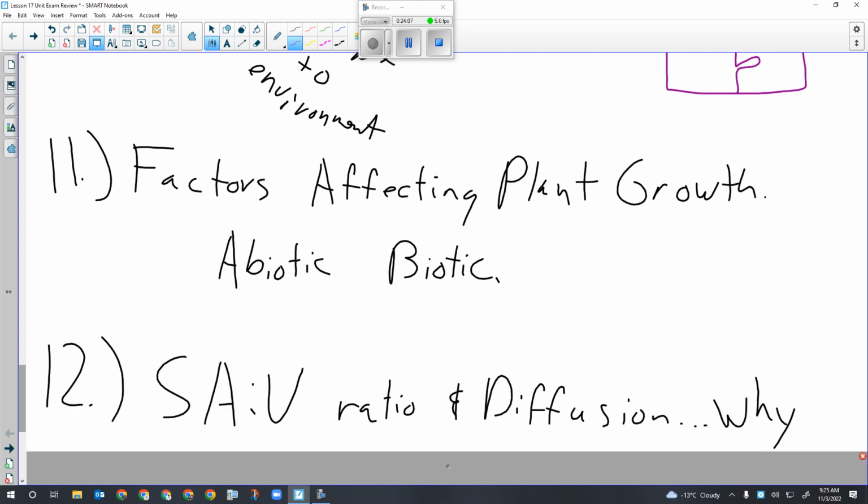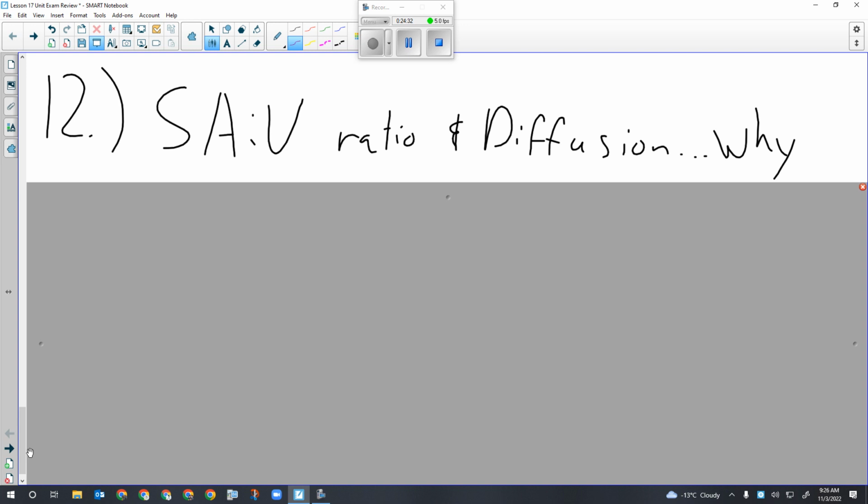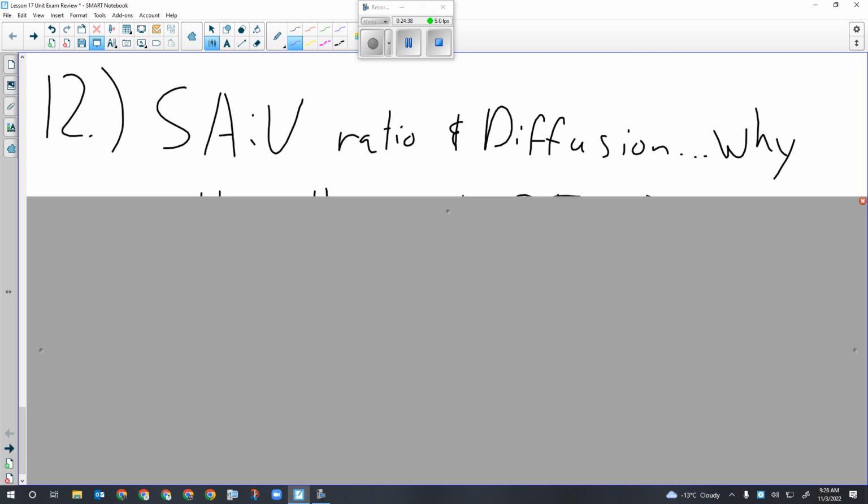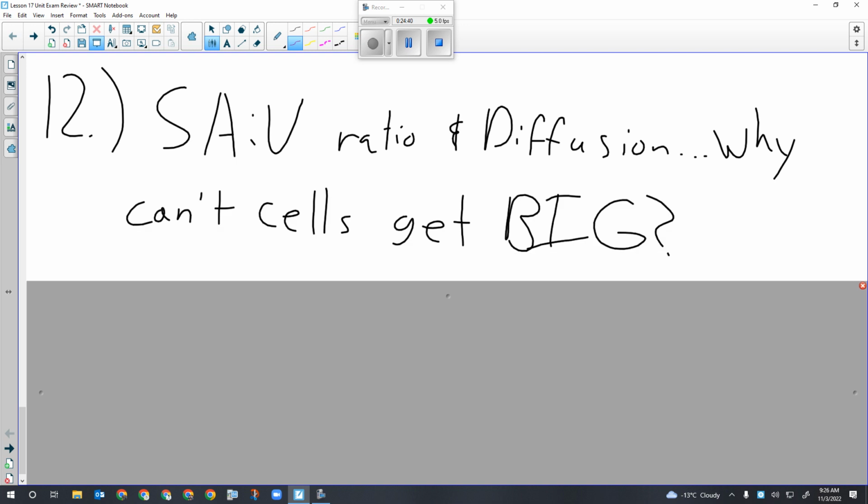Okay, and then surface area to volume ratio and diffusion. I talked about it already once before, but I'm bringing it up again, so that means it's probably important and is likely to be on the test and related to the activity we did on it that nobody seemed to want to talk about this morning. So have a look over your stuff, find that one. We'd be looking here at the effect of increasing cell size. Why can't cells get big?